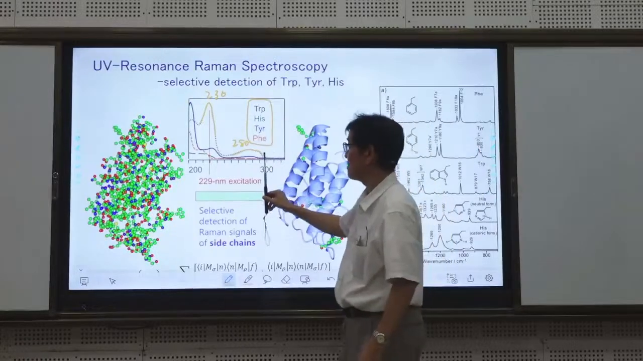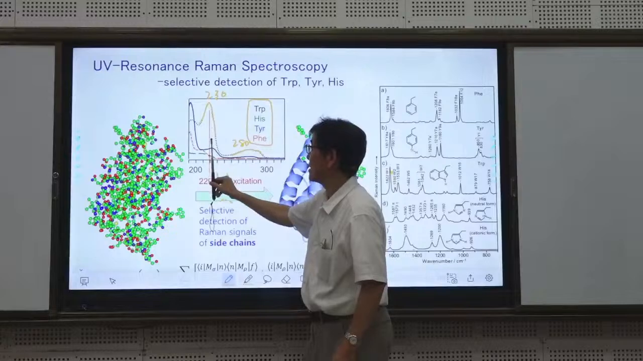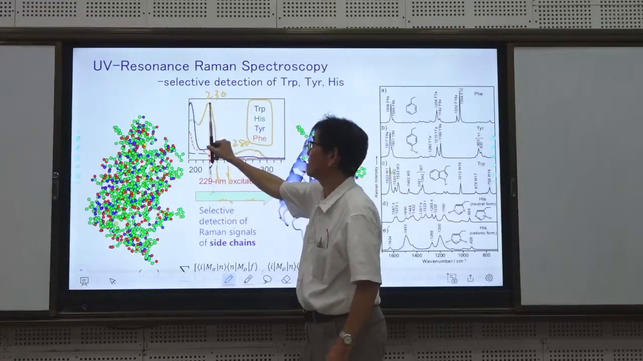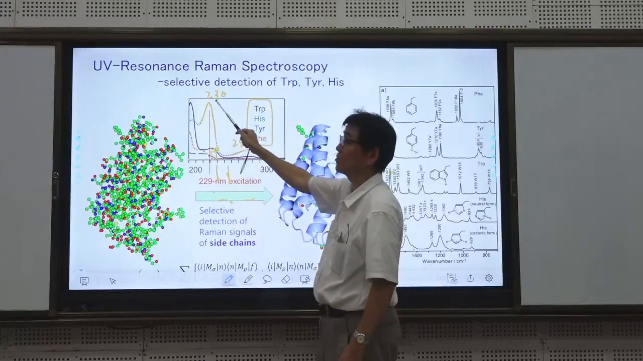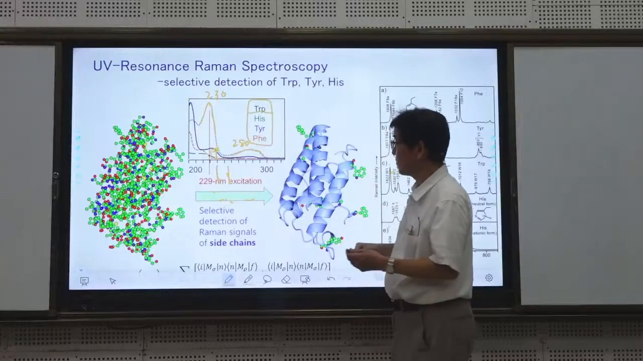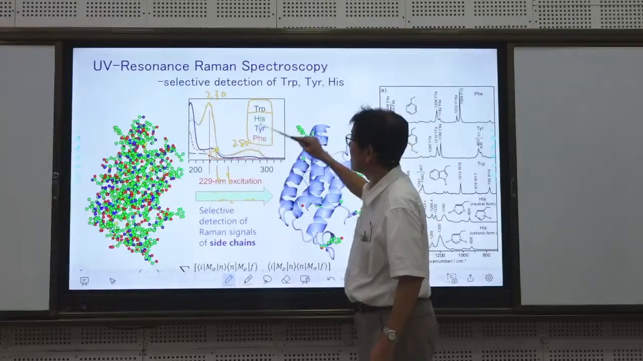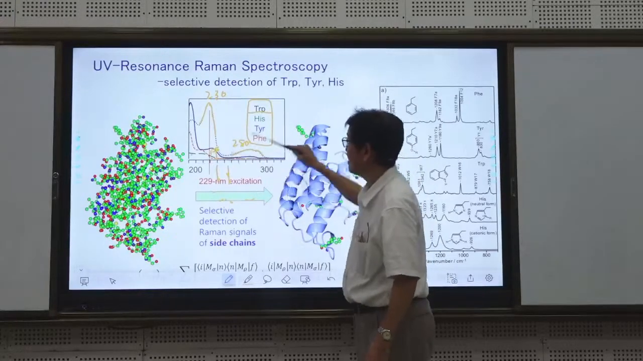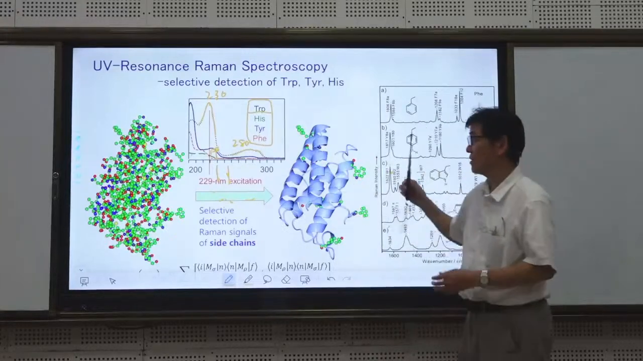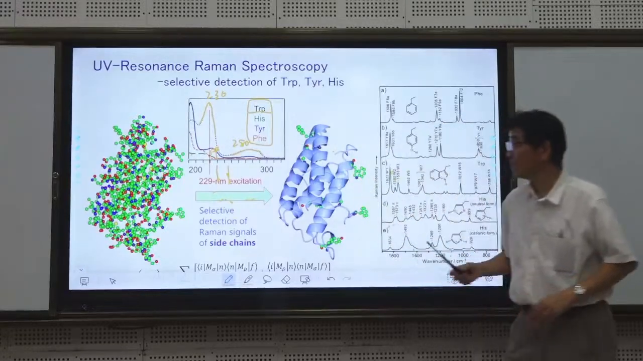By tuning the excitation wavelength to 229 nanometer, we can selectively excite the Raman process of this chromophore, that is tryptophan. Histidine is green, tyrosine blue, phenylalanine orange. We can selectively get the information on these aromatic side chains.